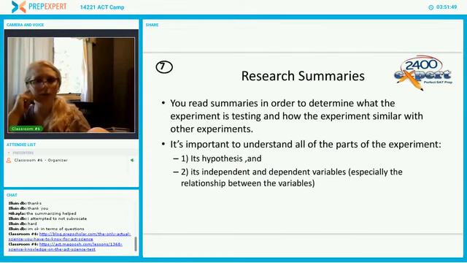Research summaries. You read summaries in order to determine what the experiment is testing and how the experiment is similar with other experiments. So it's important to understand all the parts of the experiment, the hypothesis and the independent and dependent variables, and especially the relationship between these variables. So remember, independent is on your x-axis, dependent is on your y-axis.